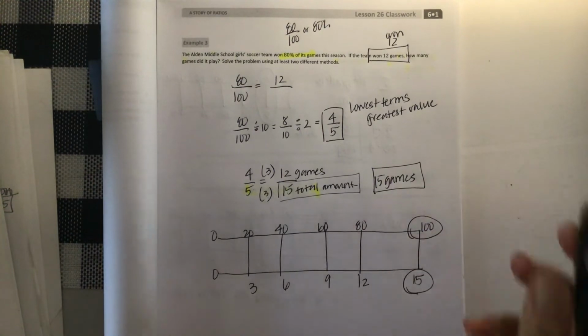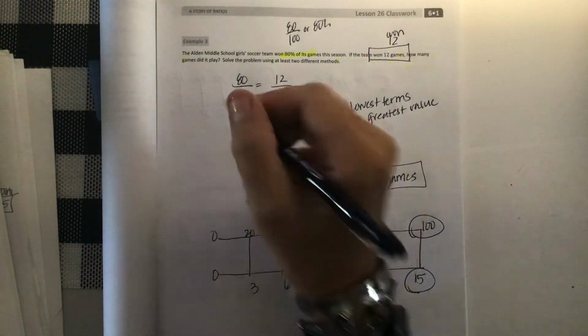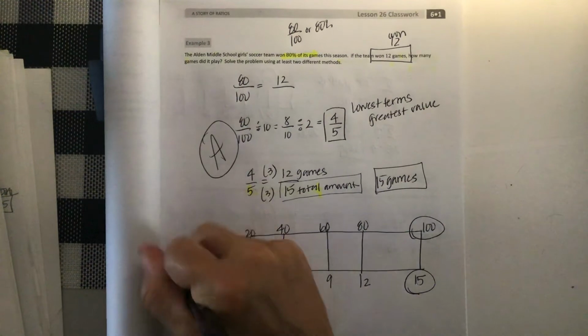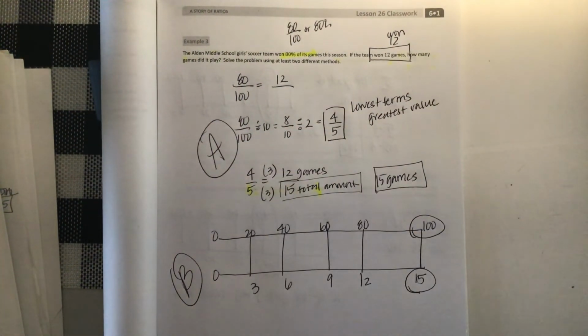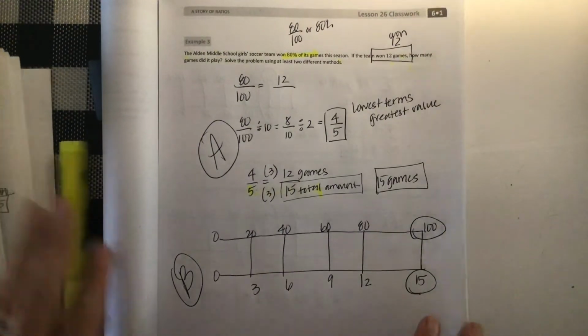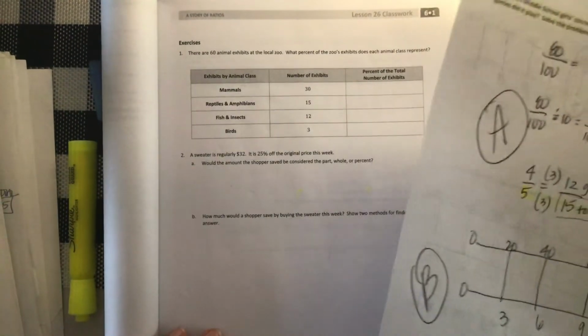So this is just 2 different methods to do it. Method A and method B. I don't care which one, but this one's much easier for me. But if this one's easier for you, then you do you. Yeah, as long as we're understanding. Okay? Let's do one more.